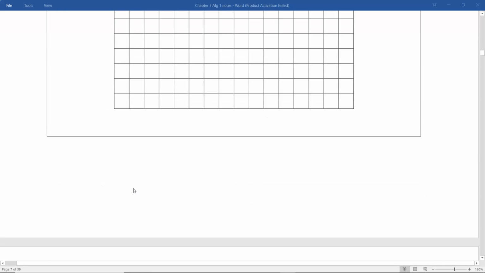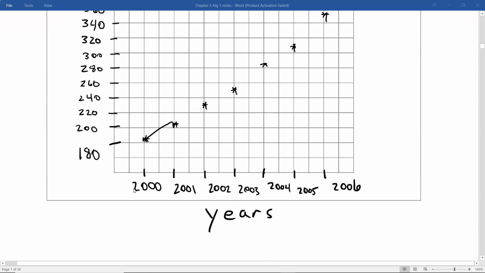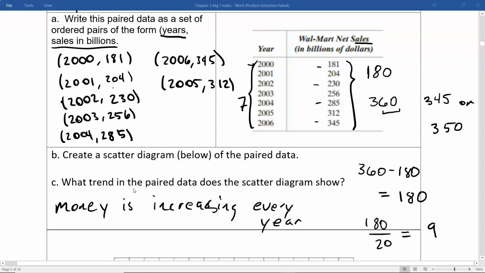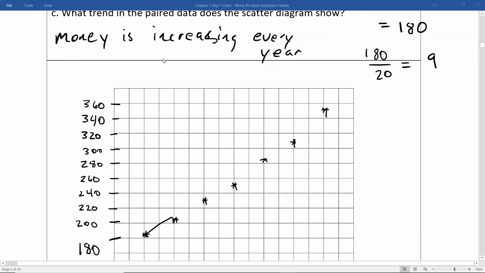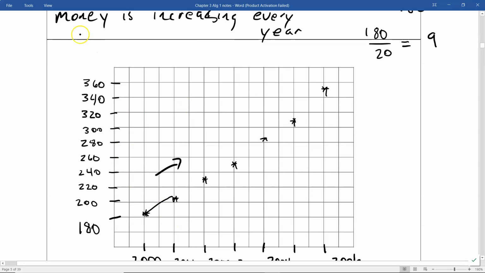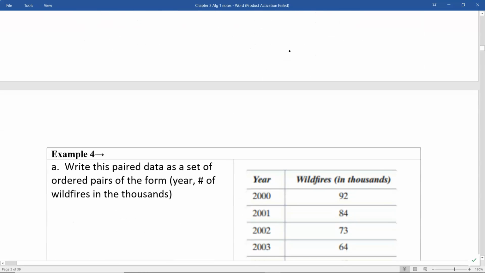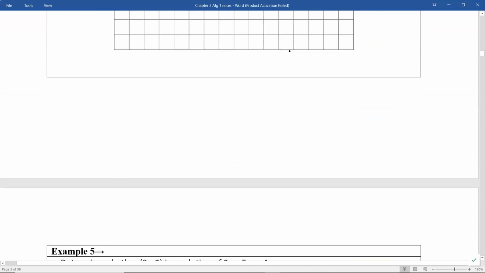So before we were dealing with taking this chart of data and creating points out of them, and then charting those points on our coordinate system and finding out our relationship in this. For example, because all of these points were increasing with each year, that told us that the money is increasing every year. So now we're just going to focus in on those data points.